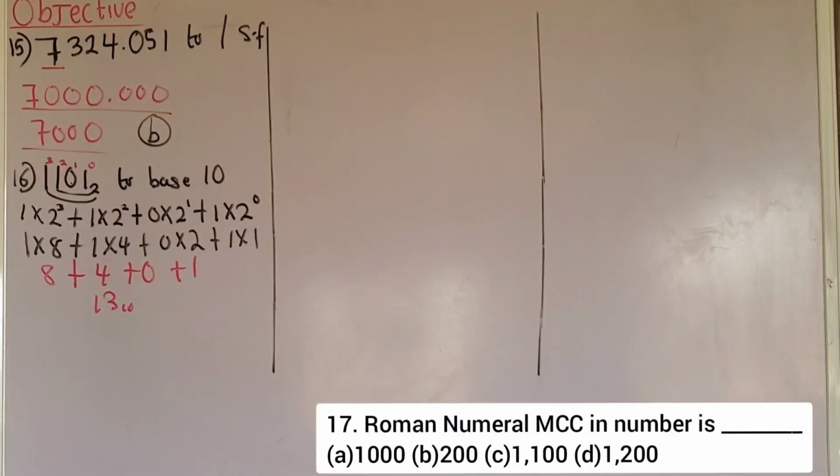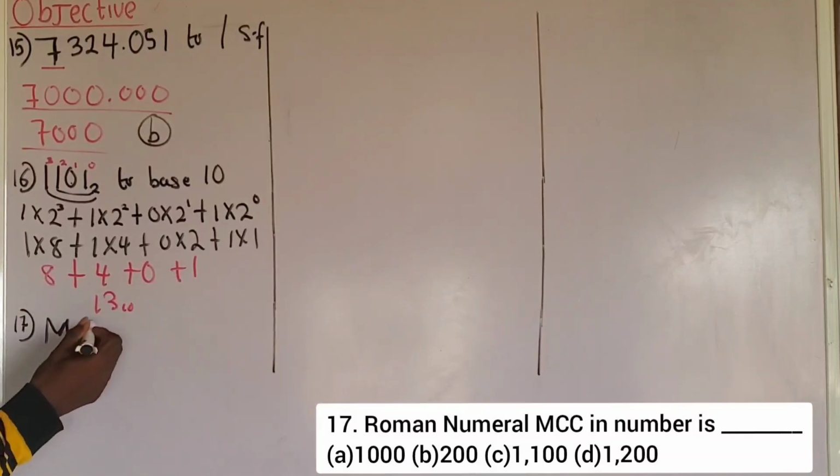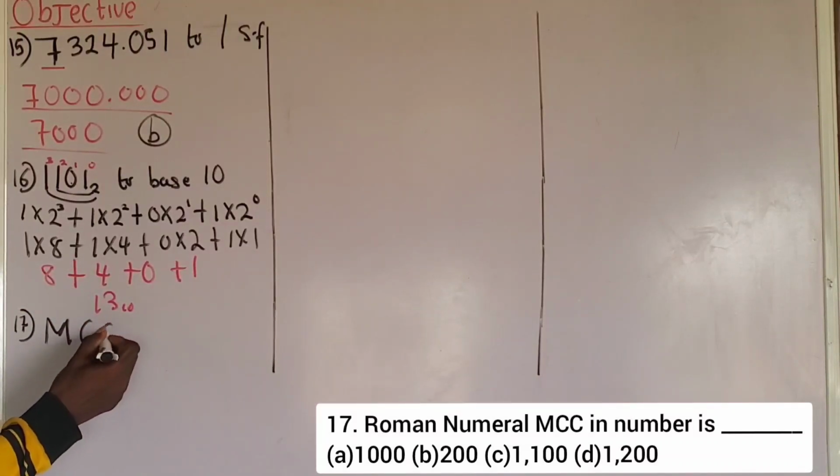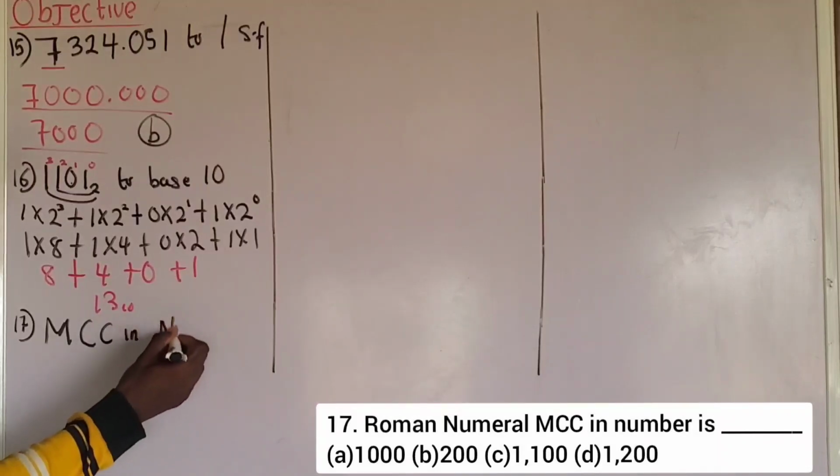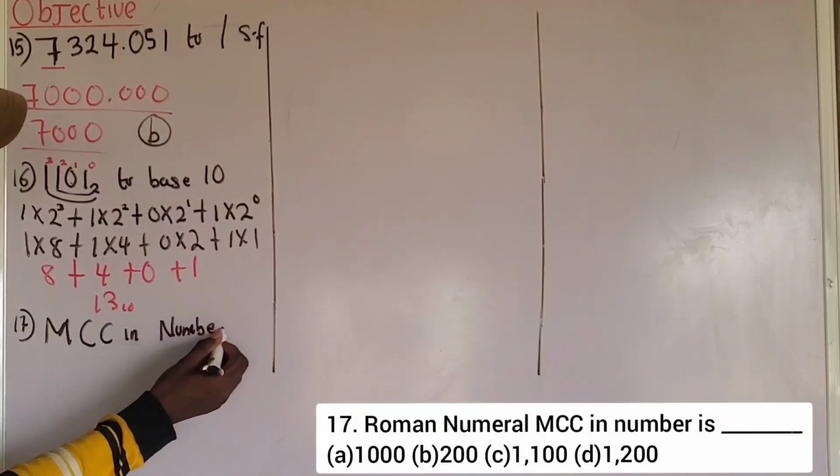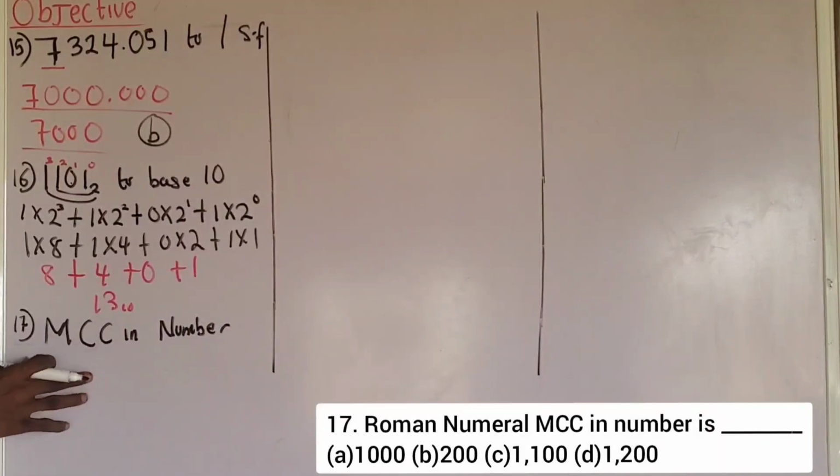Now let us proceed to question 17. Roman numeral MCC in number is dash. Question 17. Roman numeral MCC in number is dash. Do you know the meaning? That is, you are asked to write this, which is in Roman numeral now. You're going to change it. You are asked to write it in number.